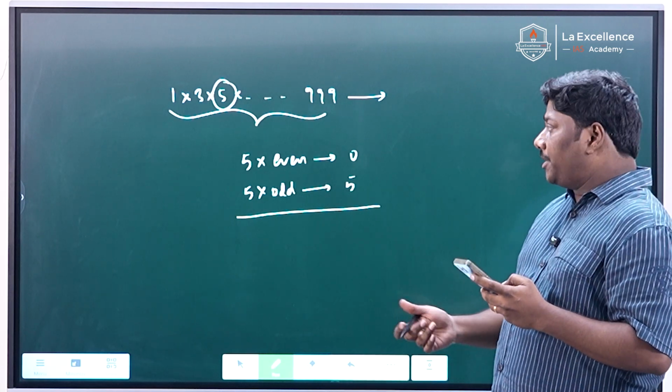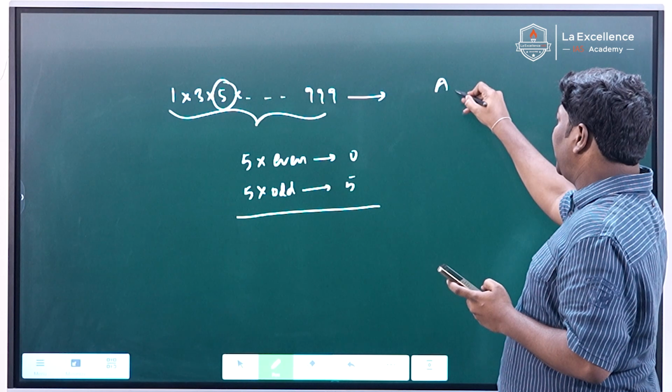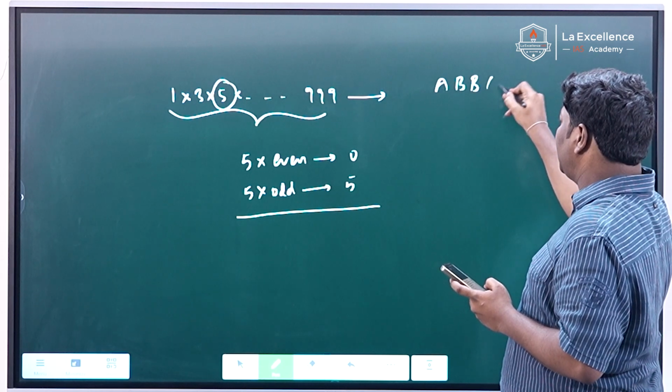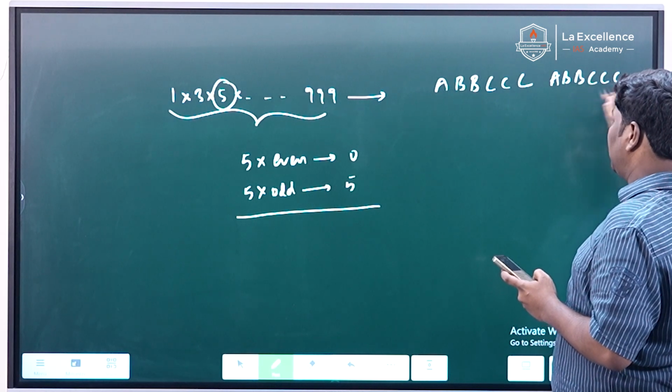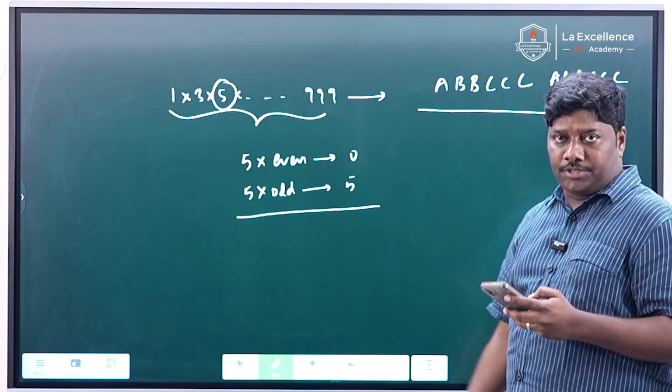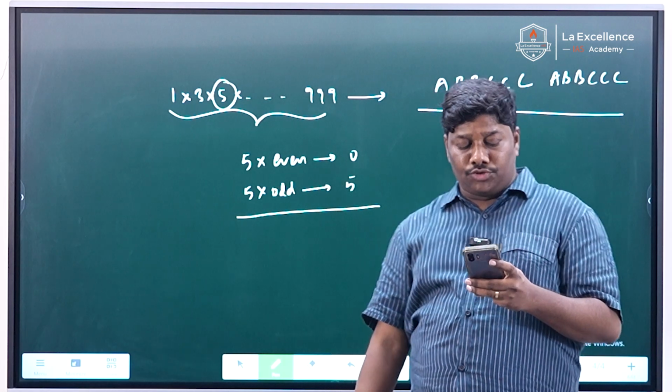And there is one question from the repeated series. The series is given like A, B, C, A, B, B, C, C, C, and again A, B, B, C, C, C. Even if you substitute from the options, it is very much doable.